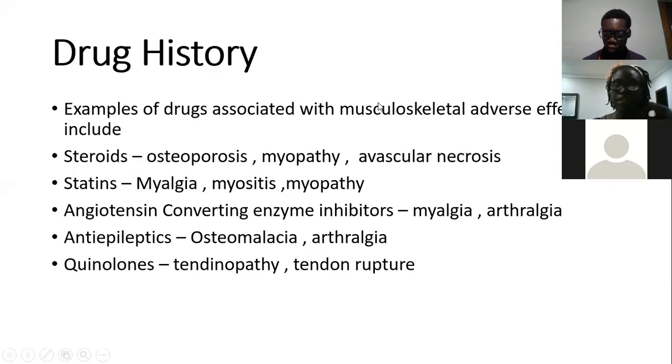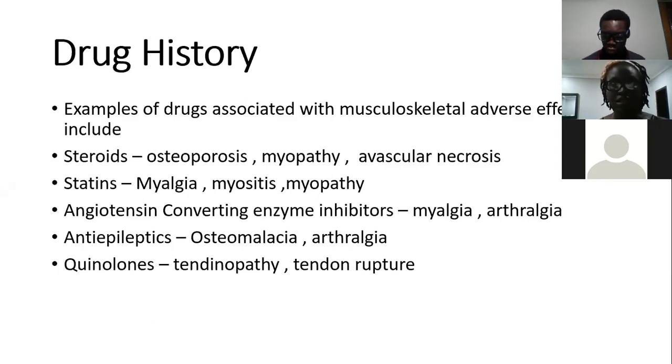Moving to drug history, you want to find out if there are some medications that the patient is taking which are associated with adverse effects on the musculoskeletal system. So, for example, steroids can give you osteoporosis. Statins are medications that are used to lower cholesterol level. So they can give you a myositis, a myopathy, or a myalgia, that is pain in the muscle.